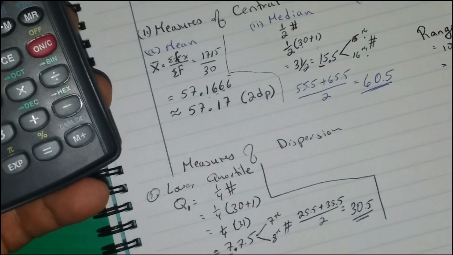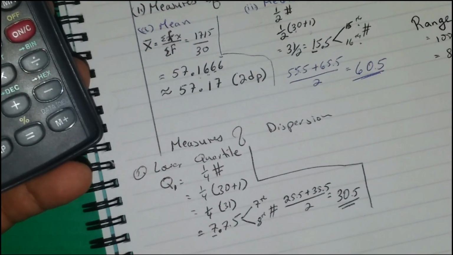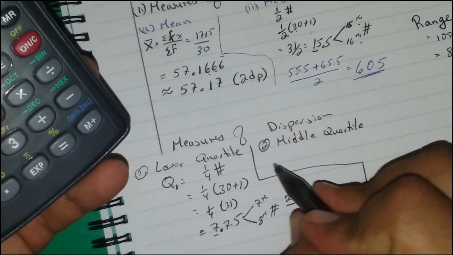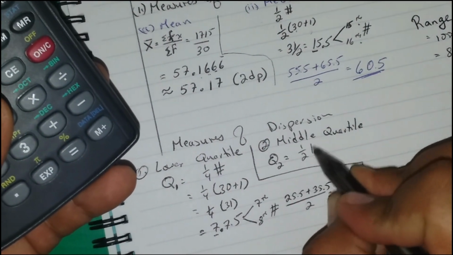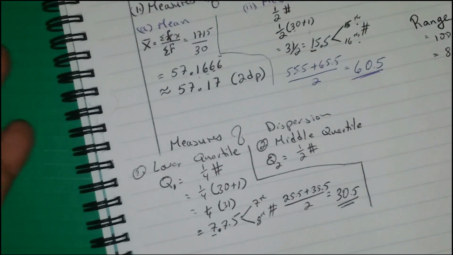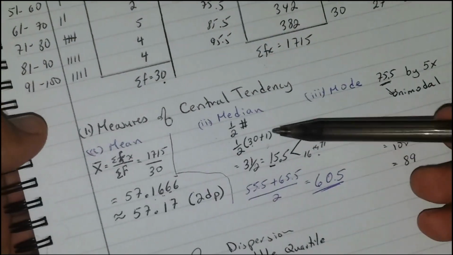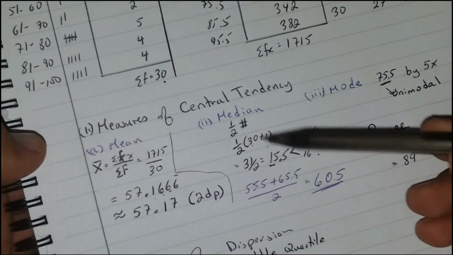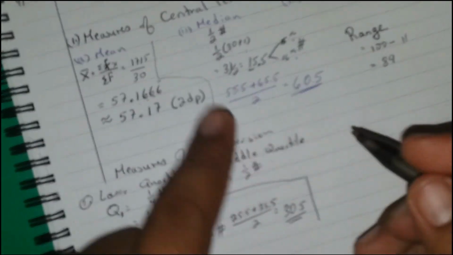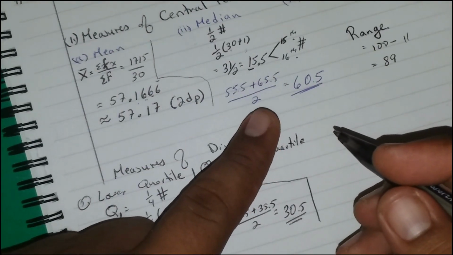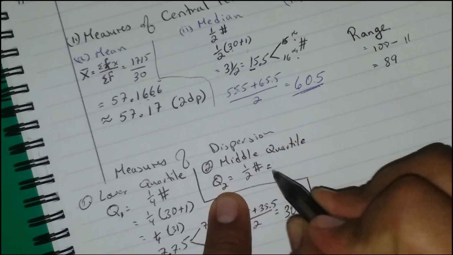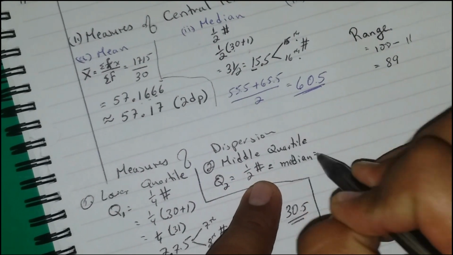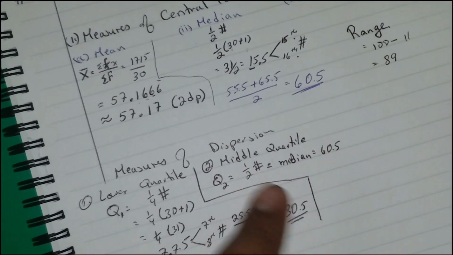Right? So that is what we have for the lower quartile. 2, we have the middle quartile, which is Q2, which is the half number. Now, if you take a look at this one, it says it's the half number, and if you take a look at the median, it says half number. So they mean the same thing, which means that whenever we have already solved for the median, then what I could do here is just say it equals Q2, a half of the number, which equals the median, which equals 60.5, right?